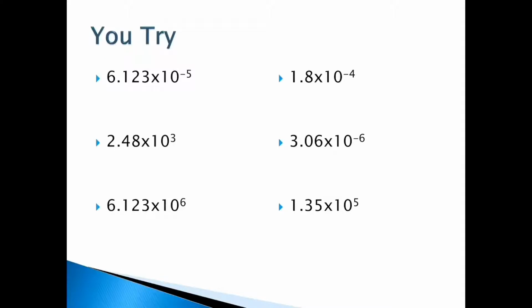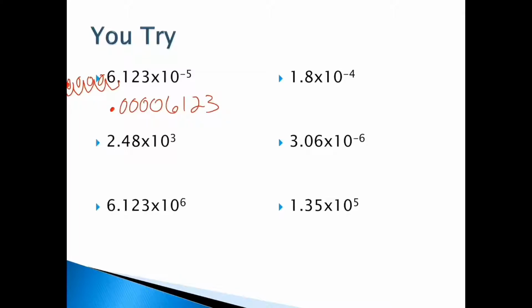Okay, first one. Number going to be bigger or smaller than 1? Well, our exponent is negative, so that means it's going to be smaller than 1. And since our exponent is negative, that means we're going to move our decimal to the left. So let's do that. 1, 2, 3, 4, 5. Decimal point over here, 1, 2, 3, 4. We've got 4 zeros. So our number is 0.00006123.